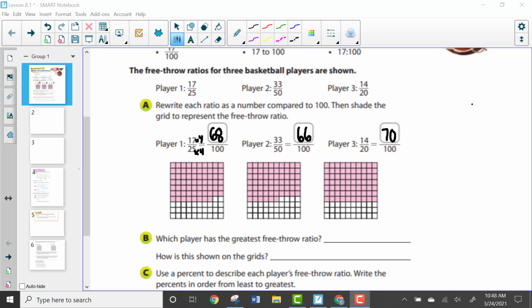Now from this, we can easily see which player has the greatest free throw ratio. We can see player 3, 70 squares out of 100. So we can write player 3 down. This answers the question, how does this show on the grid? You can see it's the most shaded squares. And we'll write this down too.